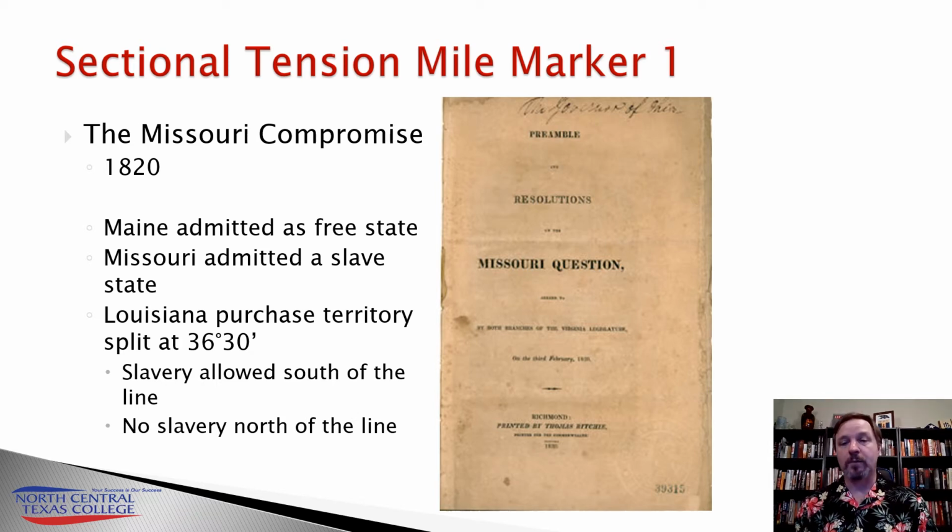And Henry Clay had hoped that he had put the issue of slavery to bed for another generation. He's wrong. It's not going to be nearly that long. As a matter of fact, the issue of slavery, even in the Louisiana territory, isn't quite over yet.